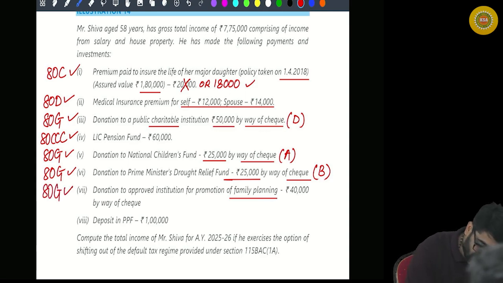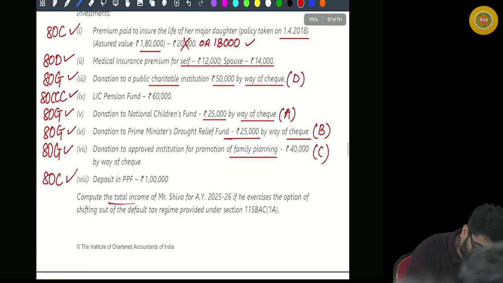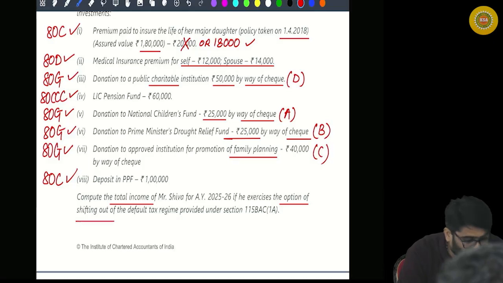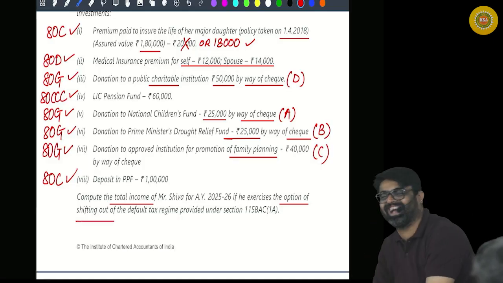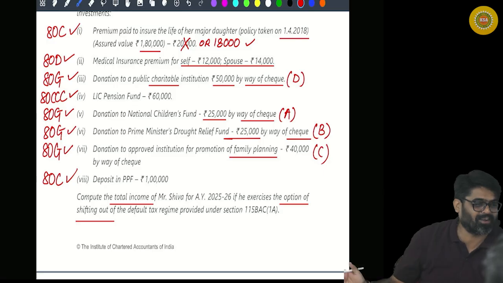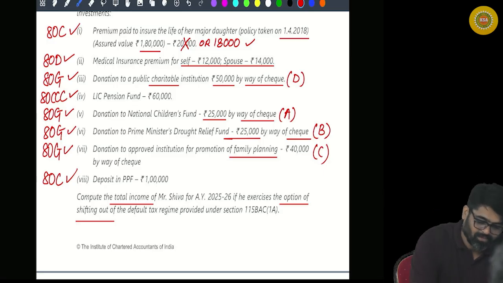Category C. Are you able to identify? Category C. Now this will be 80C. Full 1 lakh. Compute the total income if he exercises the option of shifting out. Very difficult question. Or easy?